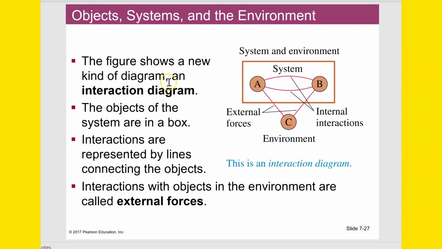The figure shows a new kind of diagram, an interaction diagram. The objects of a system are in a box. Interactions are represented by lines connecting the objects. Interactions with objects in the environment are called external forces. So these are internal forces, internal interactions within the system. And these here, because they go outside of the box, are called external forces.